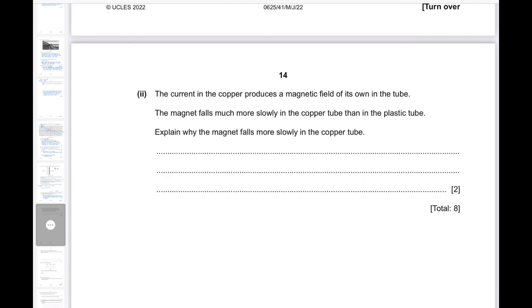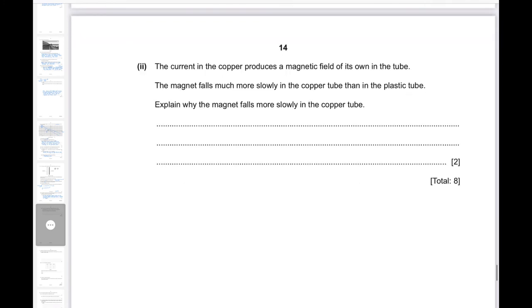Part 2. The current in the copper produces a magnetic field of its own in the tube. And we learned this with the magnetic effects of a current, that there is a magnetic field around any conductor which carries current. The magnet falls much more slowly in the copper tube than the plastic tube. Explain why the magnet falls more slowly in the copper tube.